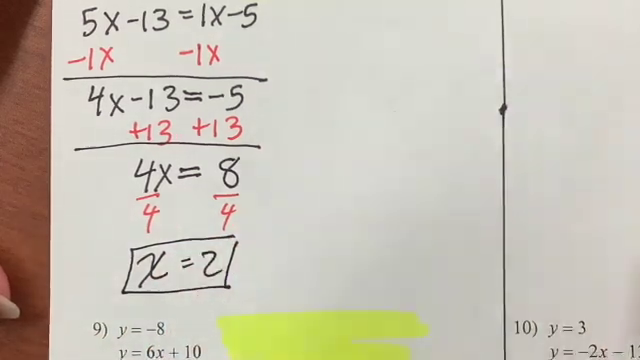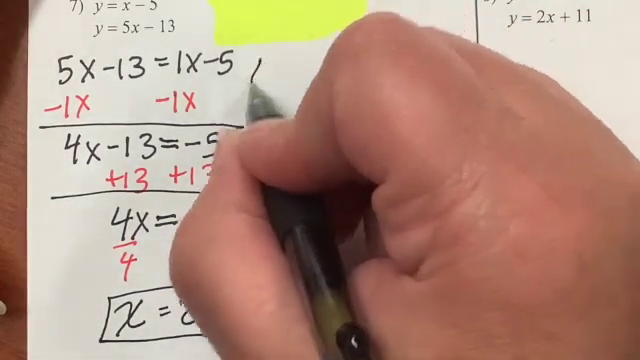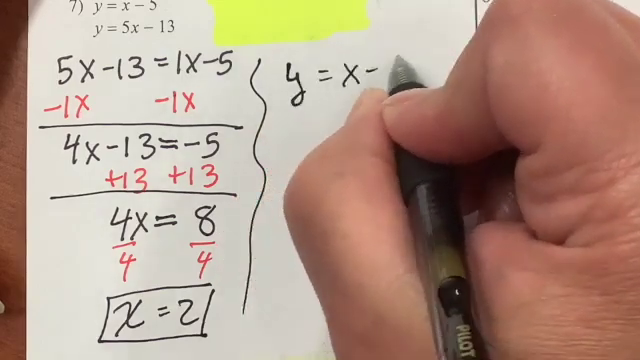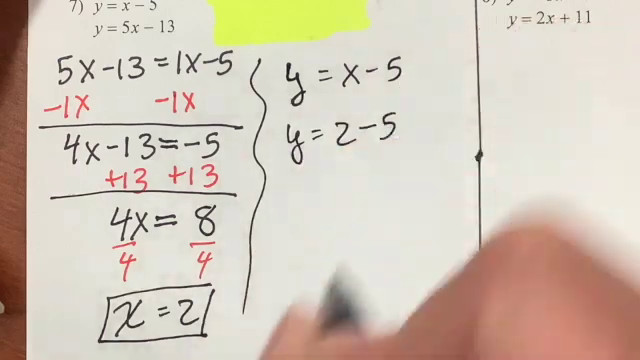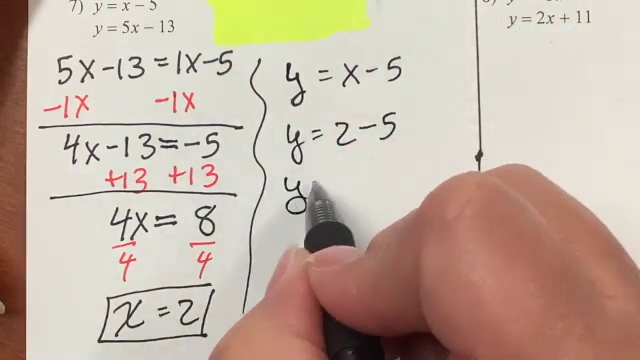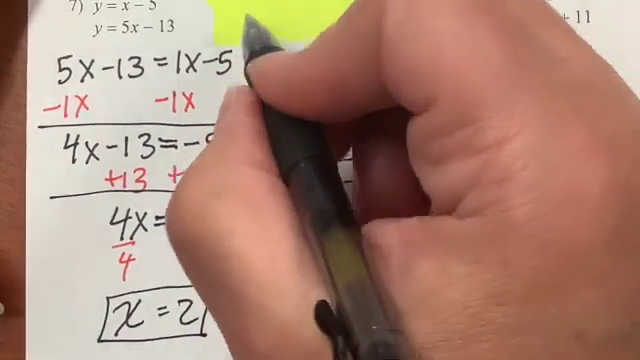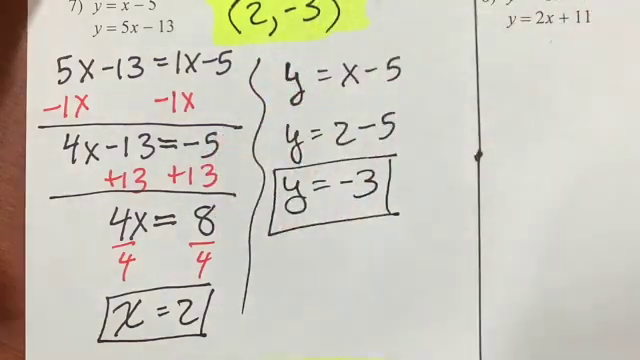All right. Pick one, it doesn't matter which one. So I'm going to take the top one, y equals x minus 5. Y equals 2 minus 5. 2 minus 5 is negative 3. 2 comma negative 3. All right.